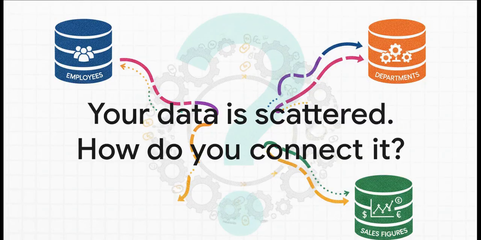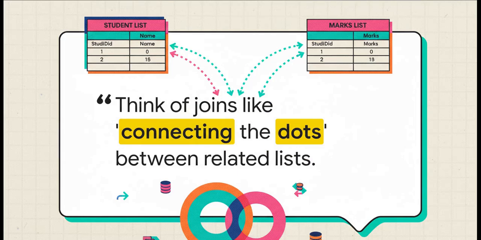So, picture this. You've got data all over the place. Maybe you have a table for your customers, another one for their orders, and a third one for product details. It's all connected, you know it is, but it's living in separate houses. So the big question is, how do you bring it all together to tell a single coherent story? And the answer, my friends, is the join.